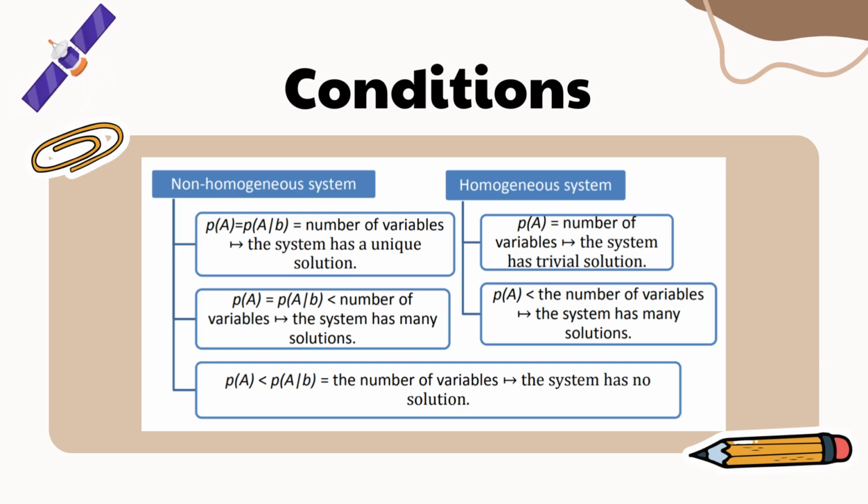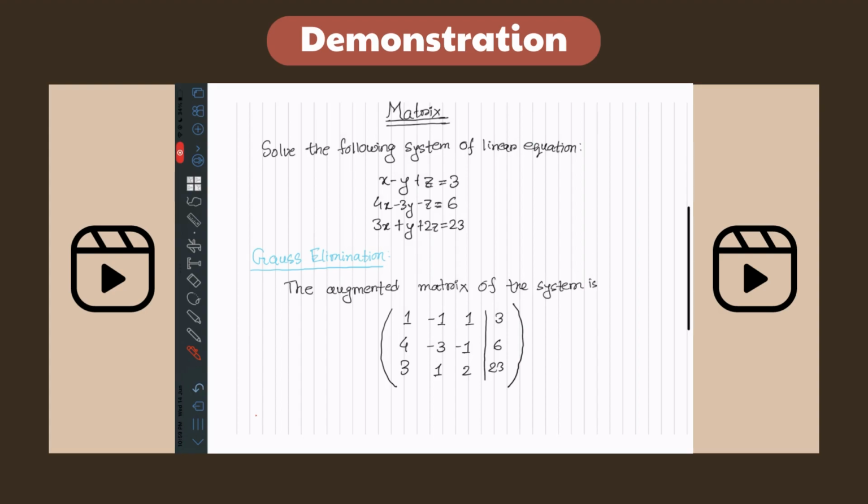In case of a homogeneous system, when the rank of the coefficient matrix is equal to the number of variables, this system will have a trivial solution. Again, when the rank of the coefficient matrix is less than the number of variables, then the system will have many solutions. Now we will see a demonstration video containing an example solving the system of linear equations.